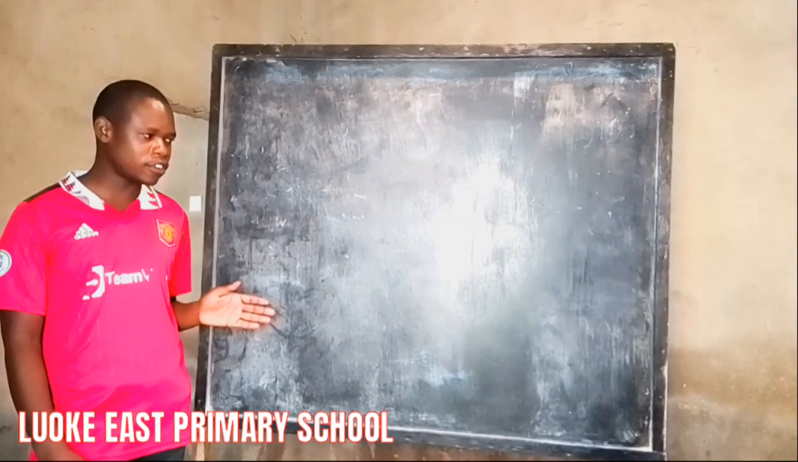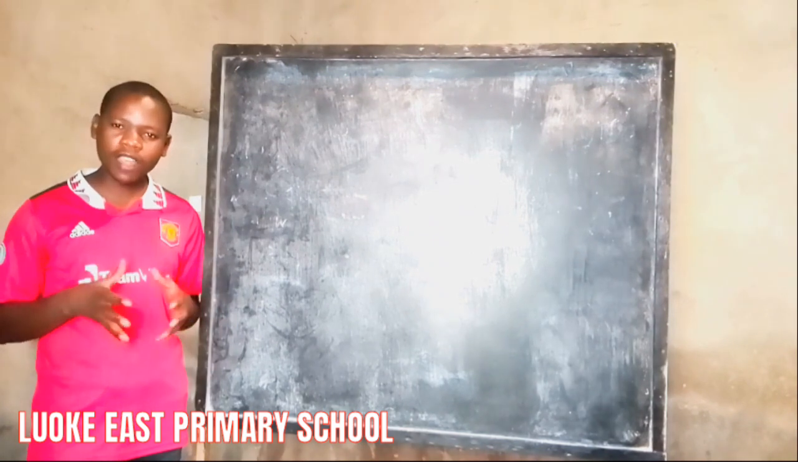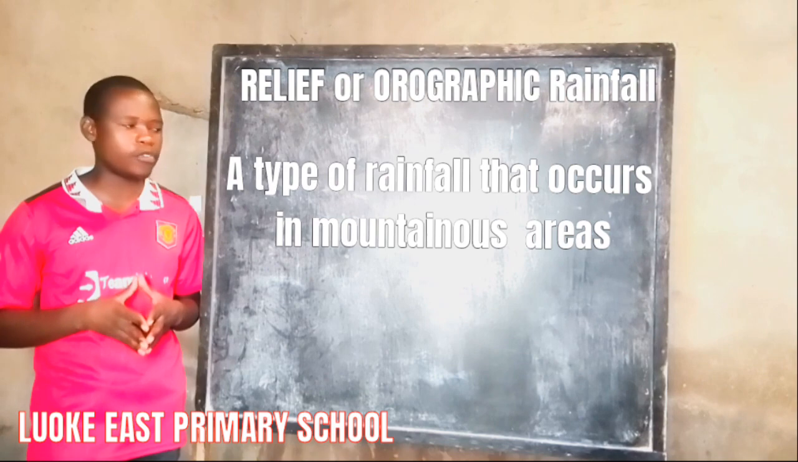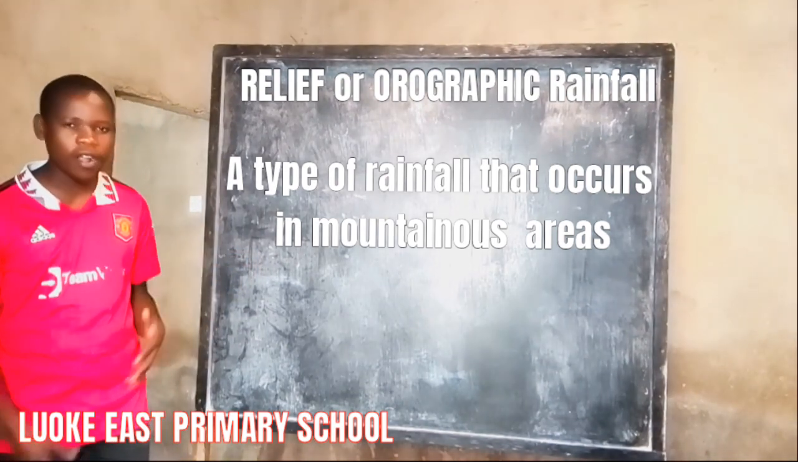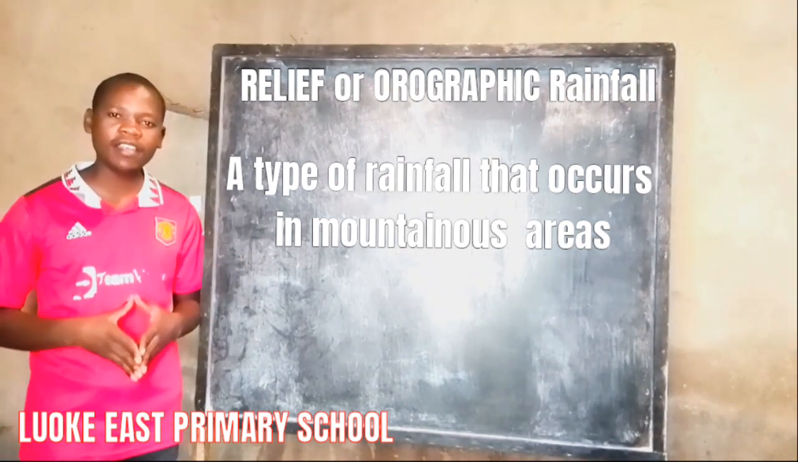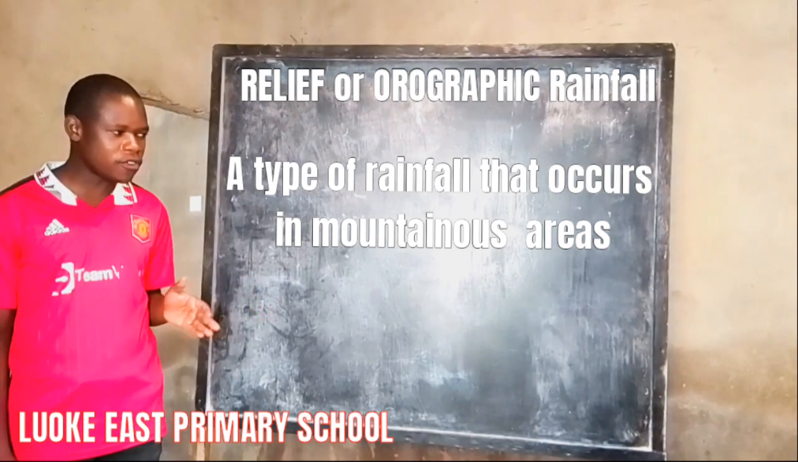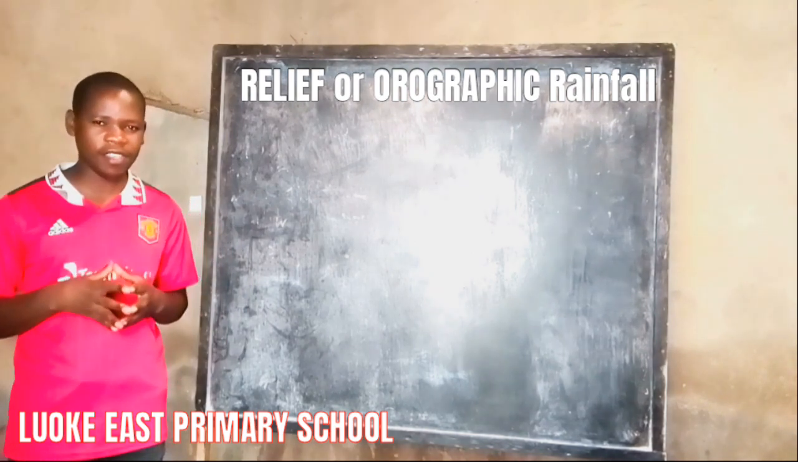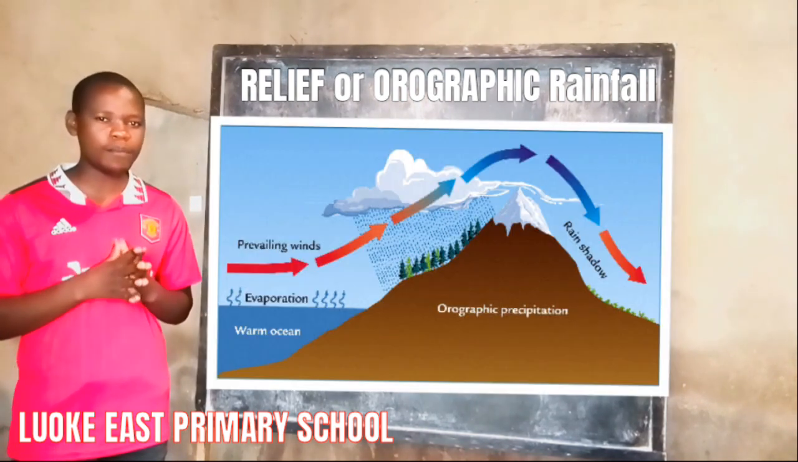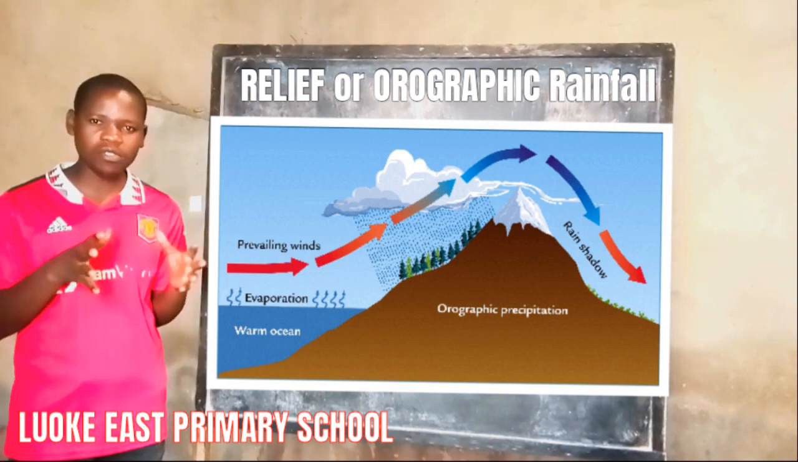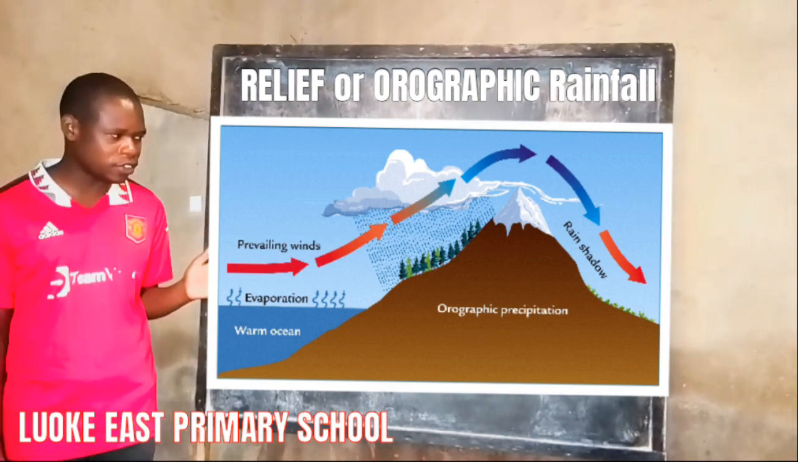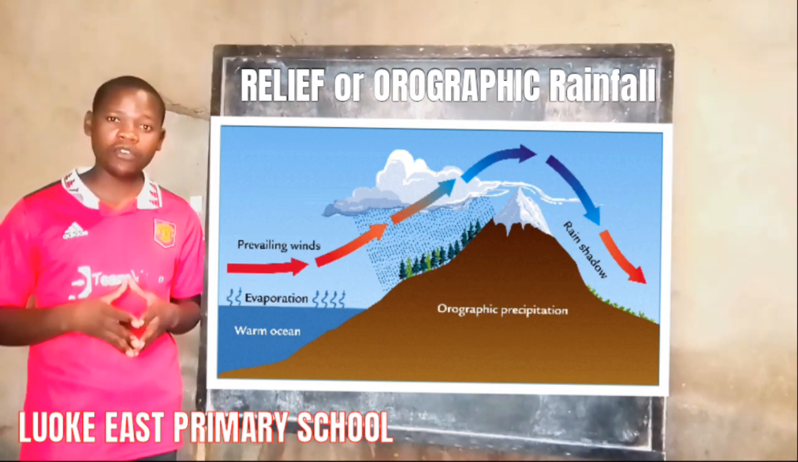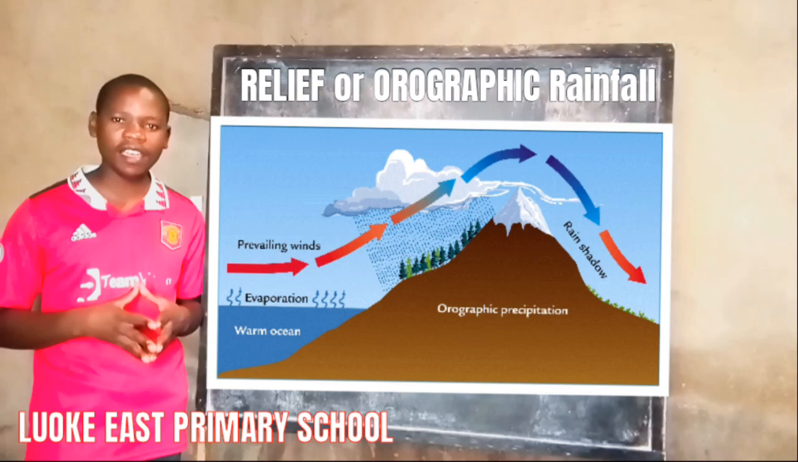Then we go to the second type of rainfall. The second type of rainfall is called relief or orographic rainfall. This is the type of rainfall that occurs in mountainous areas. This type of rainfall is brought about as a result of 2 different air masses that usually meet at a place that has a lot of mountains. So in short, relief rainfall or orographic rainfall is the type of rainfall that occurs in mountainous areas.